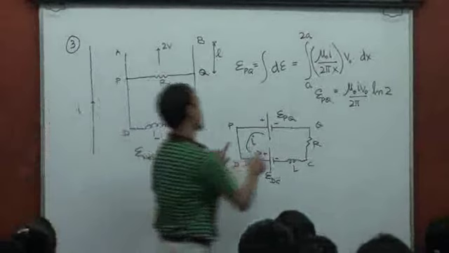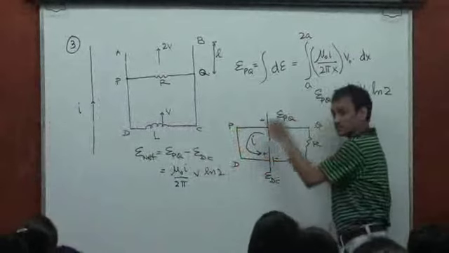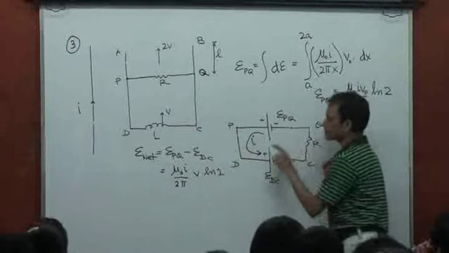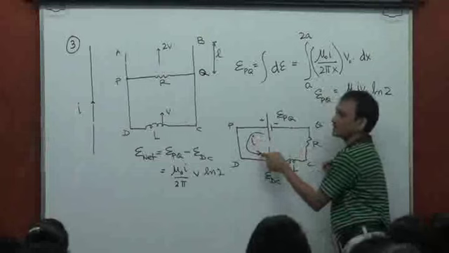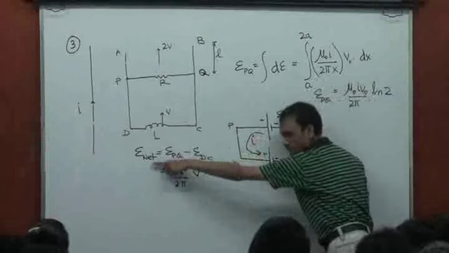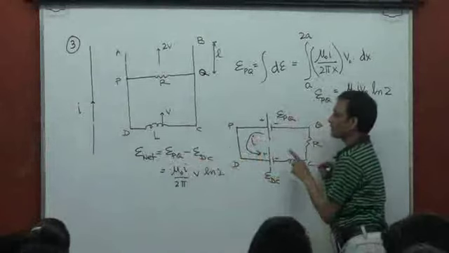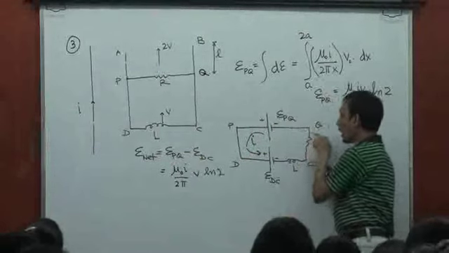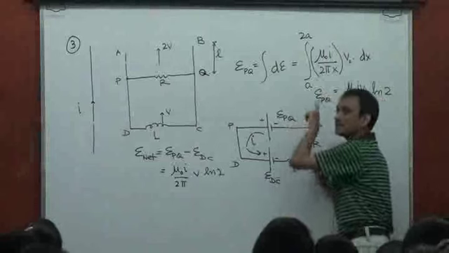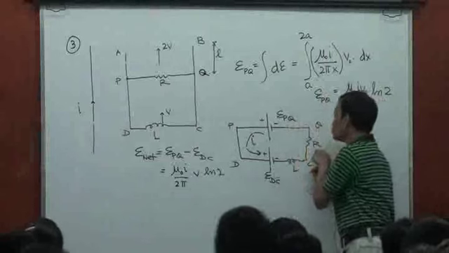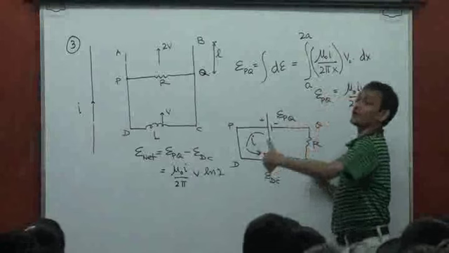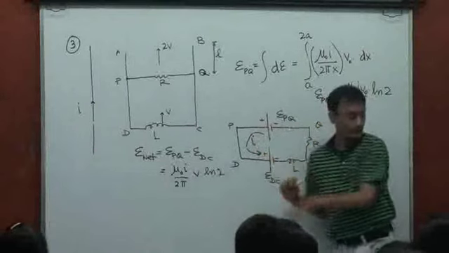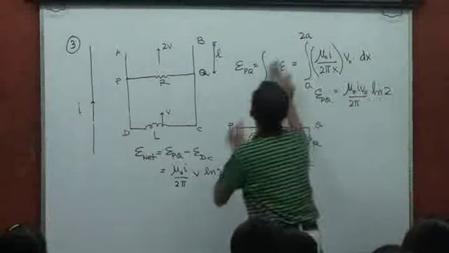So now this is an LR circuit, in which the current I driven would be at the behest of this EPSA net, and therefore I would be EPSA net by R into 1 minus e to power minus t into R by L. That will be the current time characteristic in this loop, right?